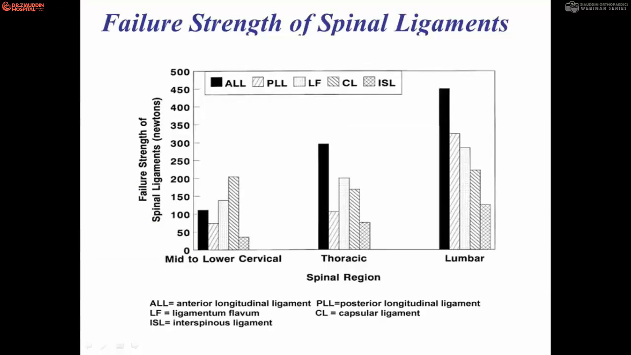If you look at the failure strength of a spinal ligament, this is for the cervical spine, this is for the thoracic spine, and this is for the lumbar spine. In the cervical spine, the facet capsule is the strongest ligament. So while doing decompression or any procedure on the cervical spine, do not disturb the facets of the superior level, because they provide significant stability. In the thoracic spine, it is the ALL which has the highest failure strength, and again in the lumbar area it's the ALL followed by PLL.